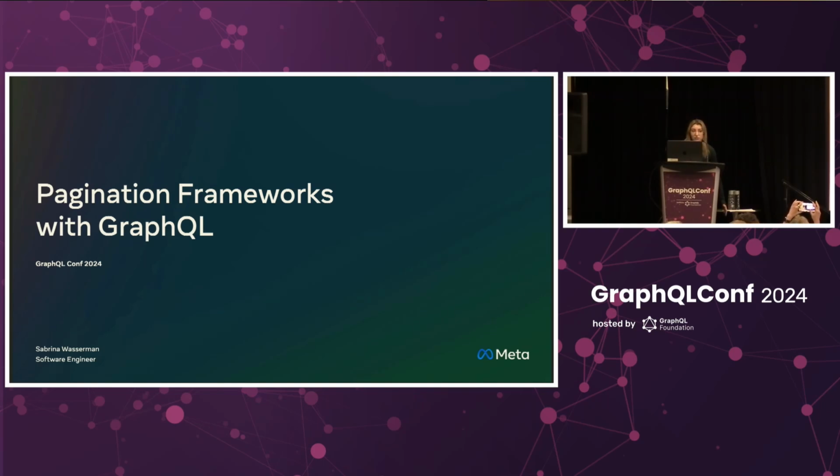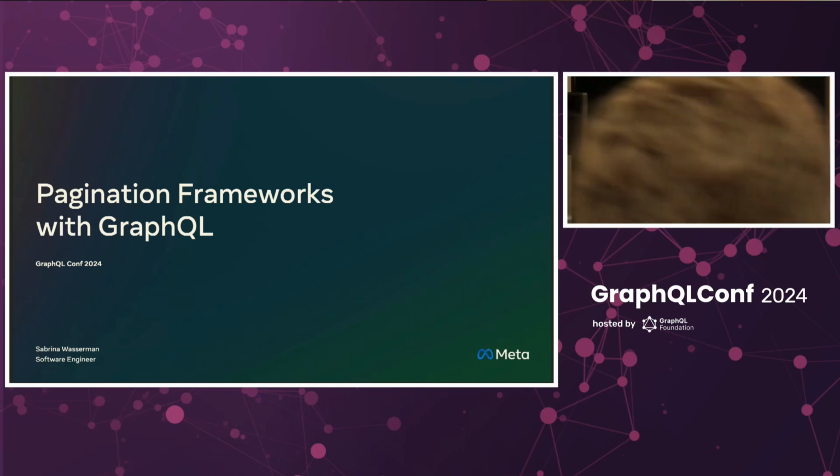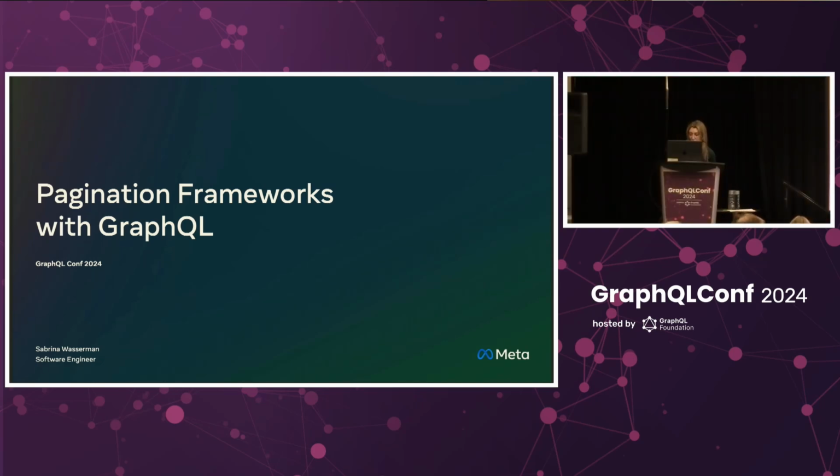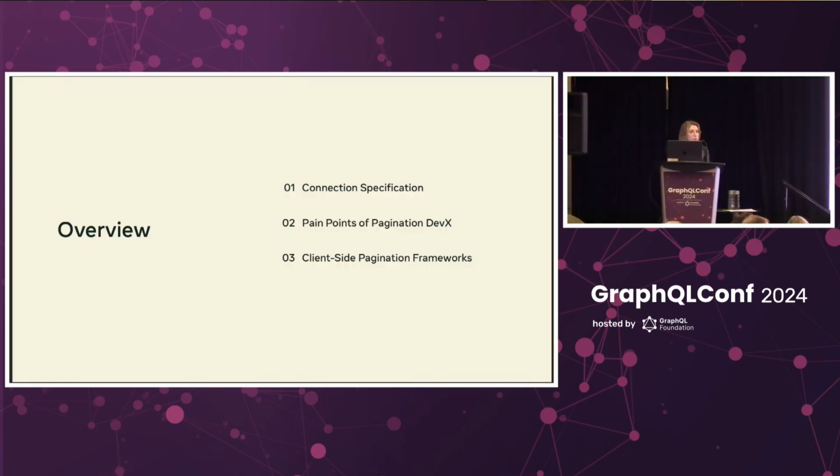I know many folks here have used Relay and are a little bit familiar with the connection specification, but today I want to pull the covers back a little bit. I want to talk about how we actually develop pagination frameworks from the ground up, not just for Relay, but for other GraphQL frameworks as well. So we're going to go through three things.